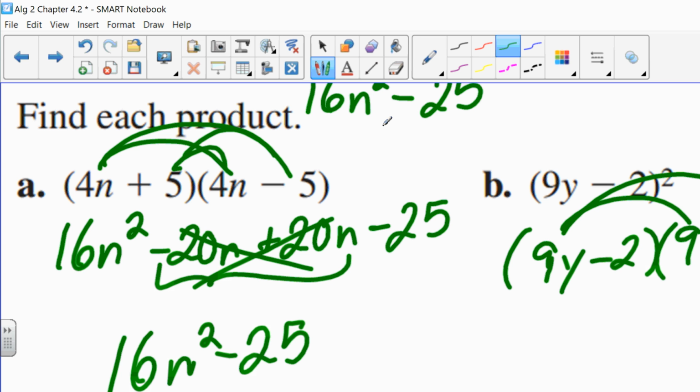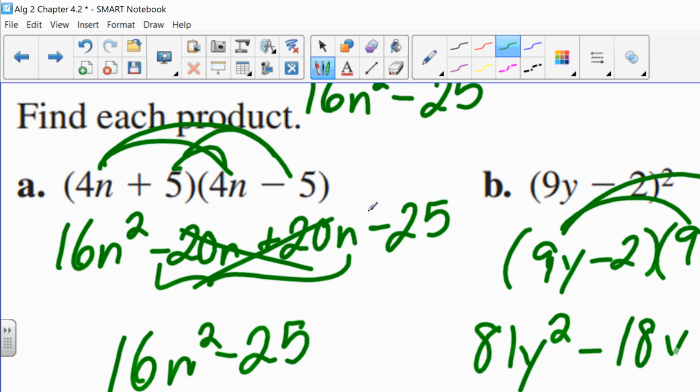9y times 9y is 81y squared. 9y times negative 2 is negative 18y. Negative 2 times 9y is negative 18y. And negative 2 times negative 2 is plus 4. And the last thing we need to do is combine our like terms, and we get our answer.